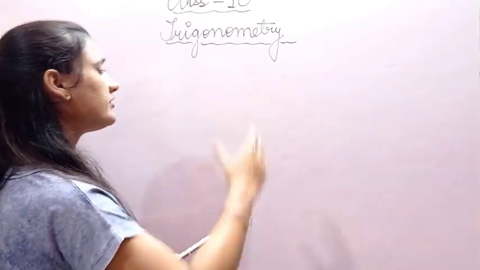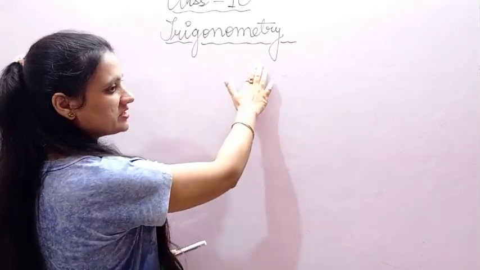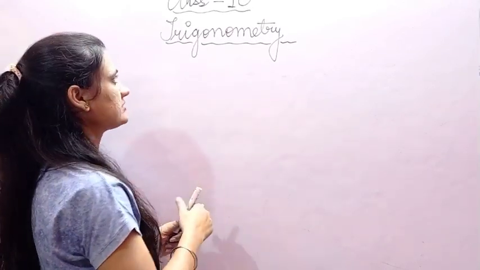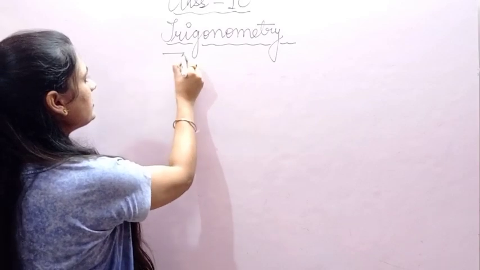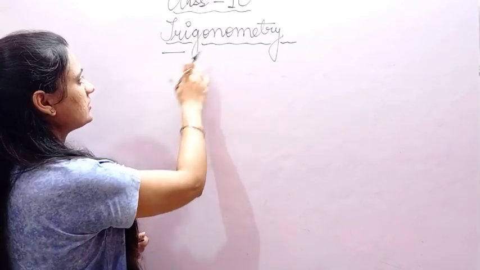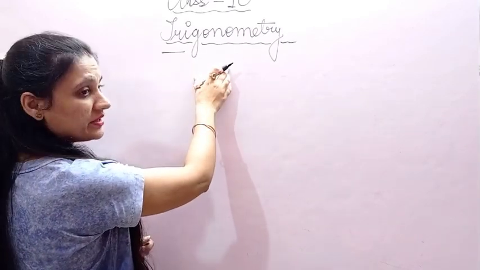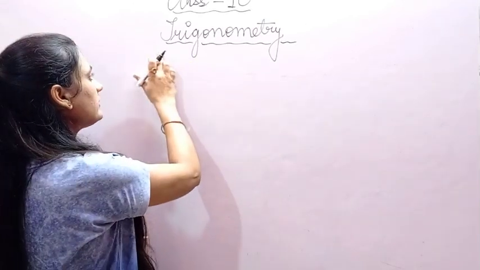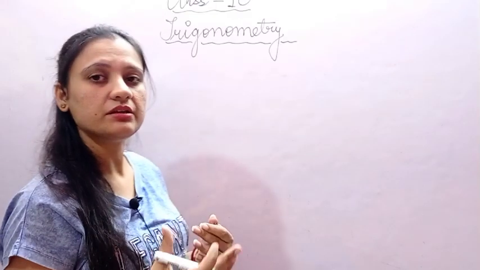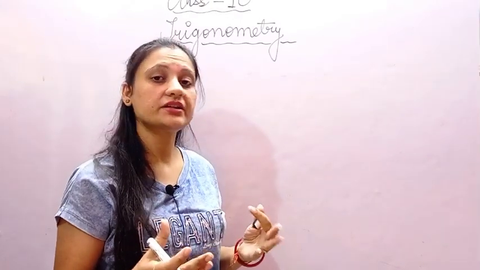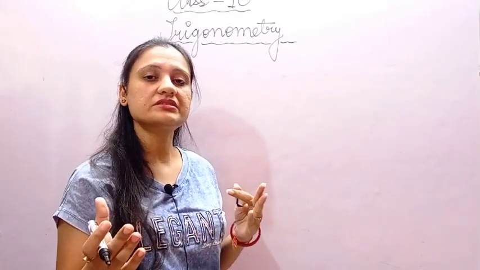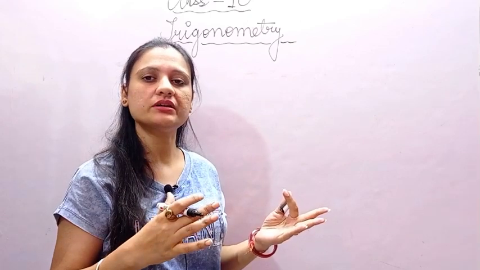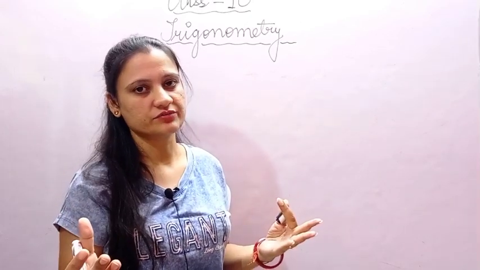Let's start. First we'll start with the name of the chapter. Let us divide and understand. Here tri means three sides, gono means angles and metry means measurement. So in this chapter we are going to deal with the three-sided figure, that is triangle, and we'll understand the ratio between the sides and the angles of the triangle.